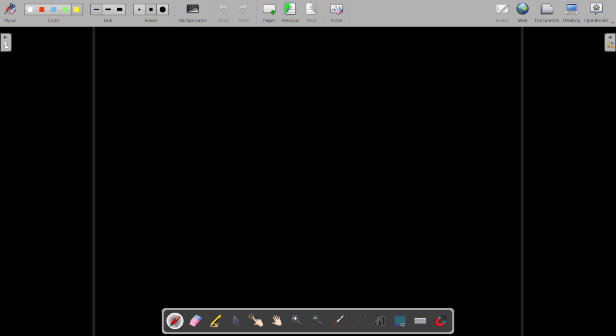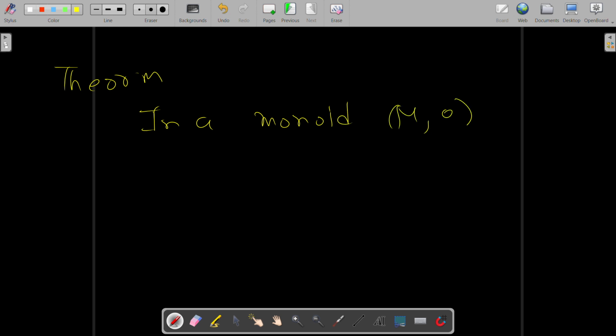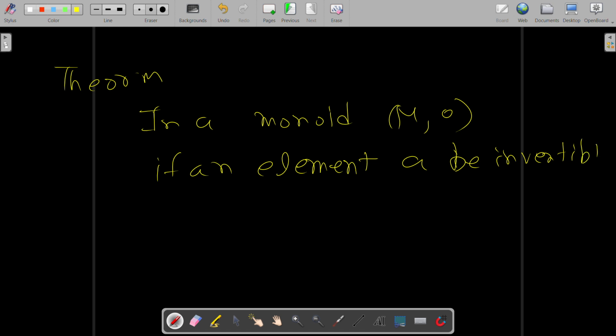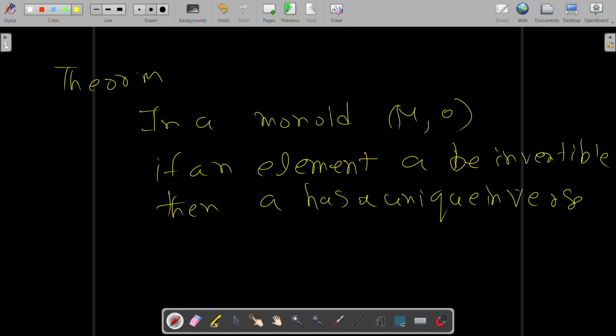Now the next theorem we need to know: in a monoid M naught, if an element a is invertible, then a has a unique inverse. So for doing this proof we suppose there are two inverses of the element a in the monoid, say a dash and a double dash.